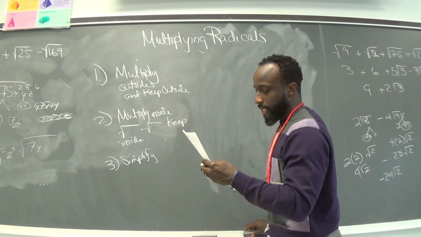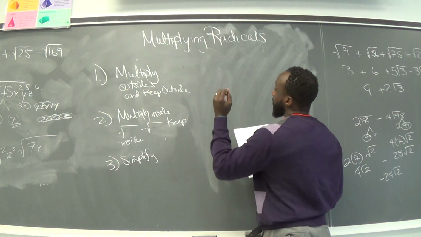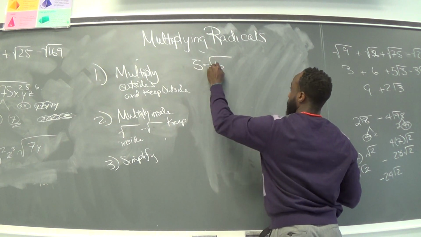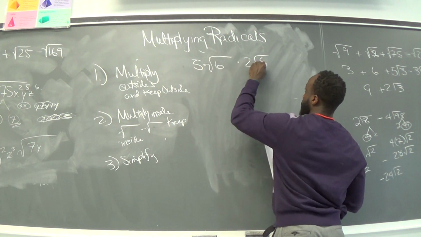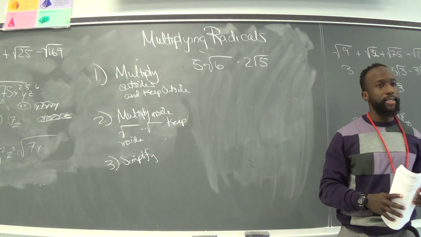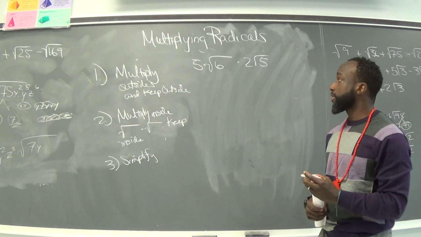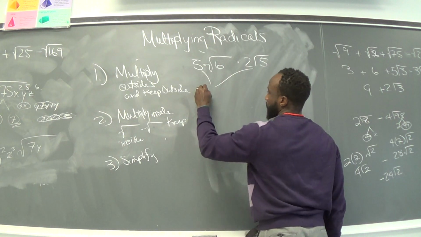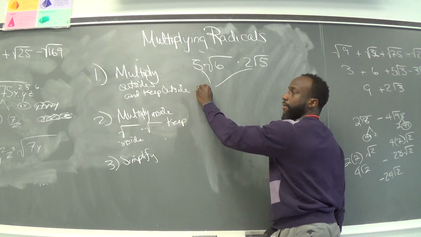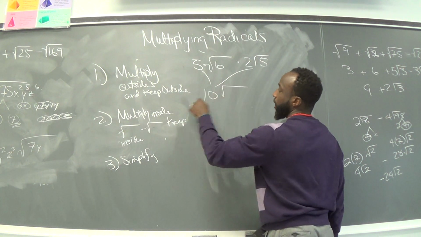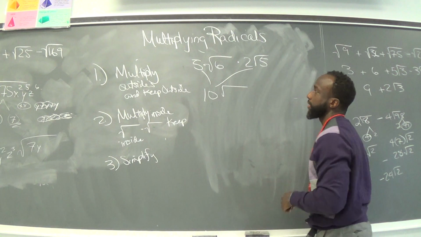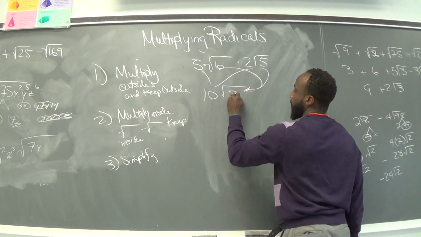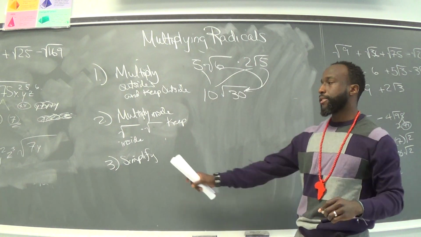Now, let's look at number 3. It says 5 root 6 times 2 root 5. Does everybody see that? Now, the rule says to first multiply the outside numbers by the outside numbers. That means you're going to multiply 2 times 5. 2 times 5 is what? 10. Then you're going to keep them outside. Then you're going to multiply the inside numbers. That's 6 times 5. 30.